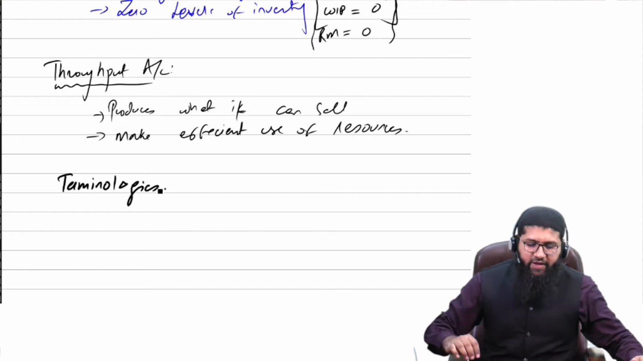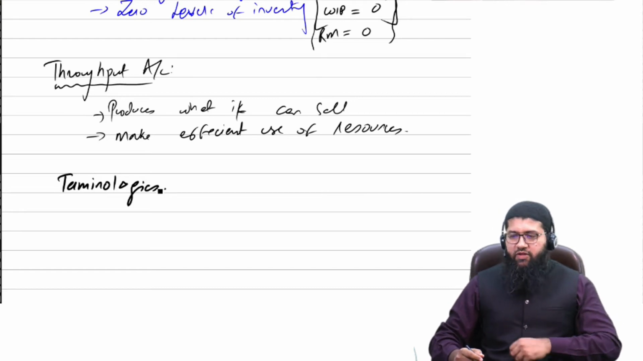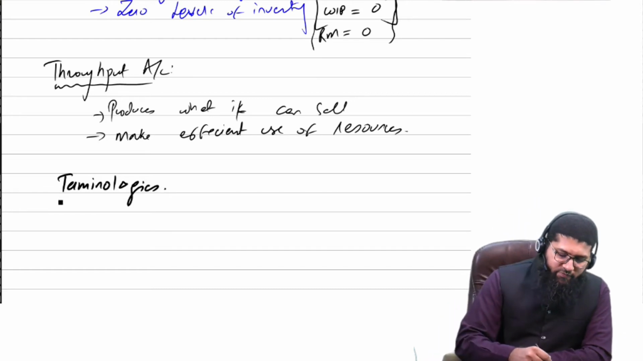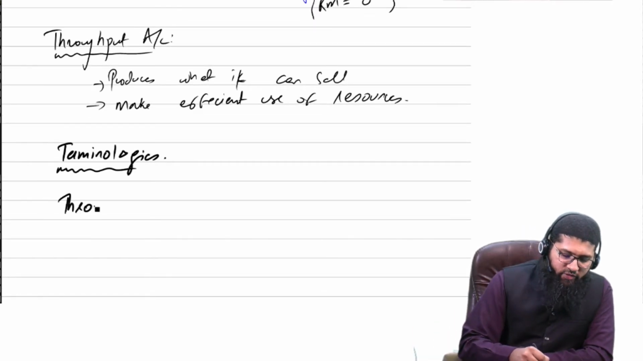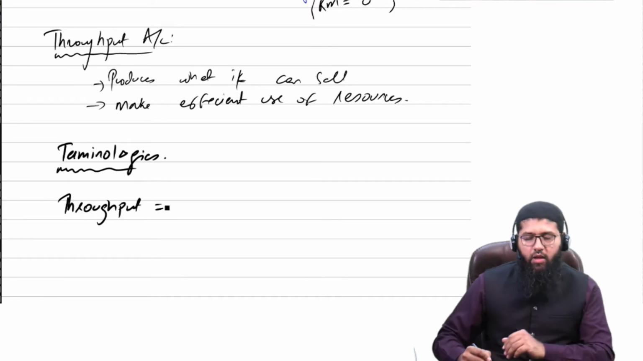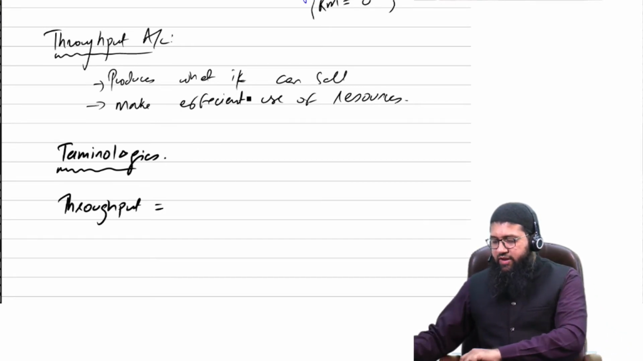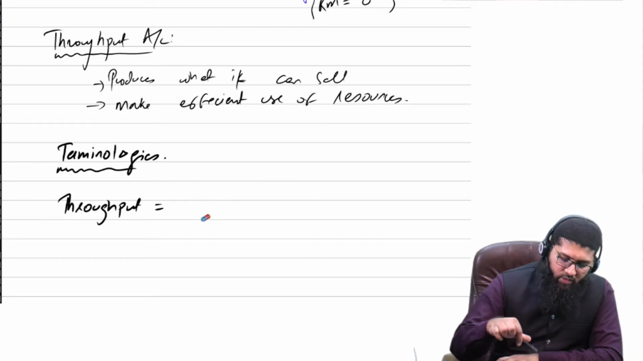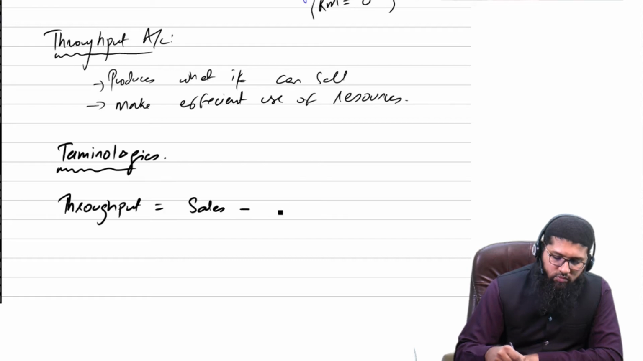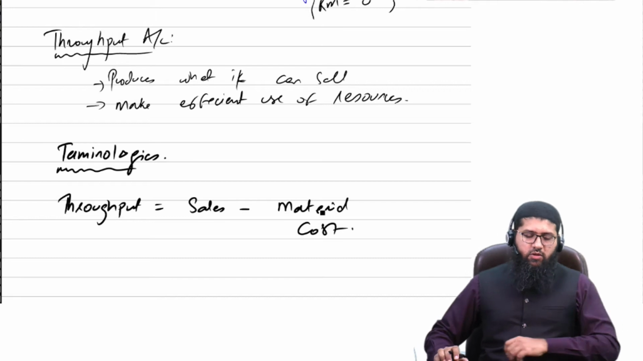Okay, the first one of them is basically, let's talk about the different type of terminologies. What are those different type of terminologies that we come across? So amongst them, the first one is the terminology of throughput itself. And what exactly is this throughput? Throughput actually means sales minus material cost.